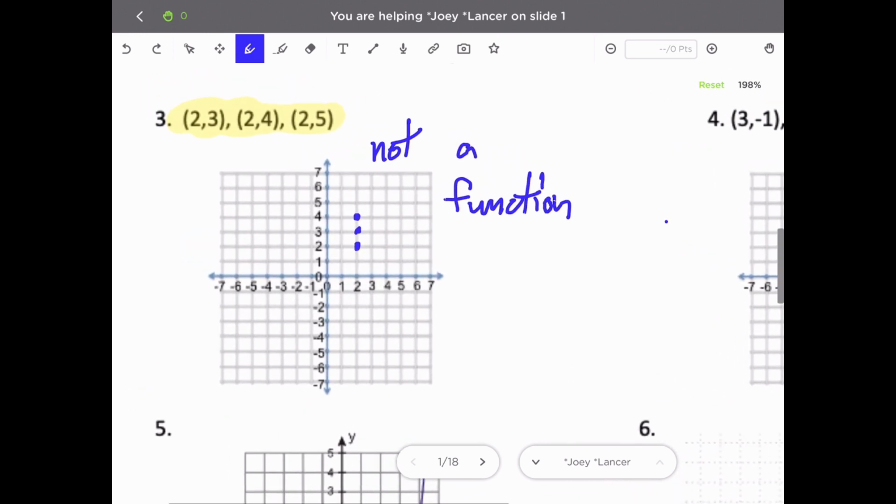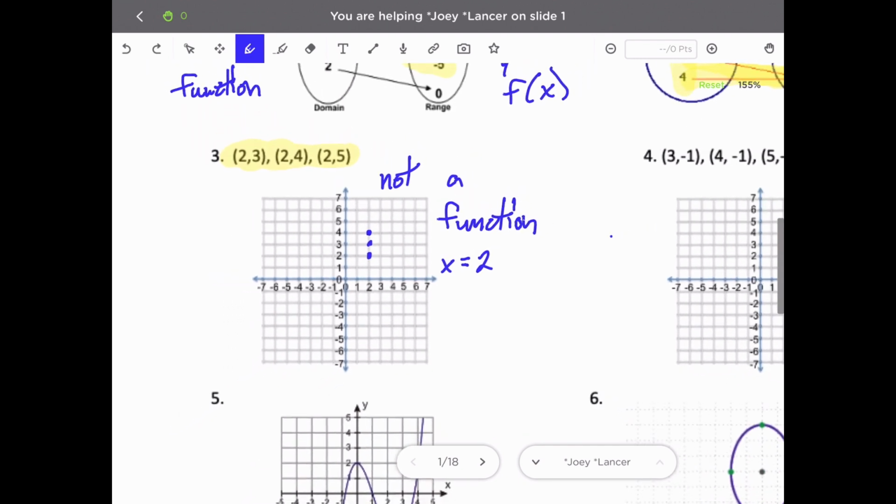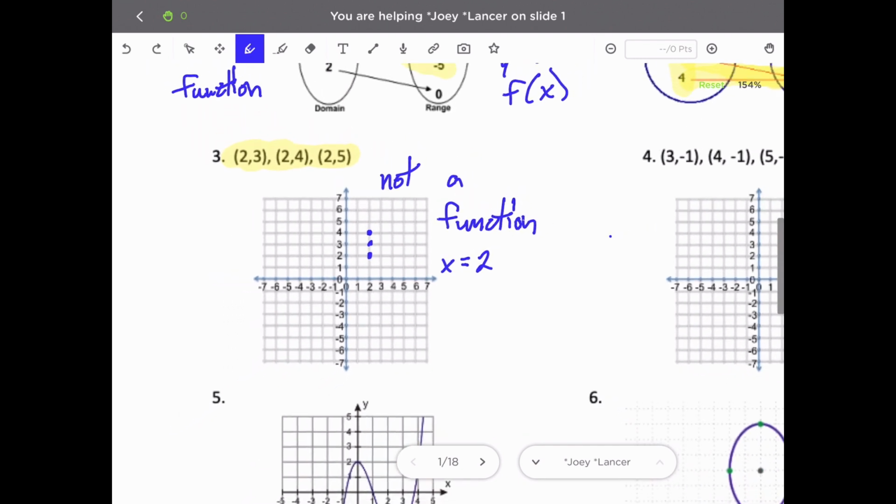Versus this is x equals 2. You're not putting a function into it. X is just always 2 and nothing's ever changing to it, so not a function.